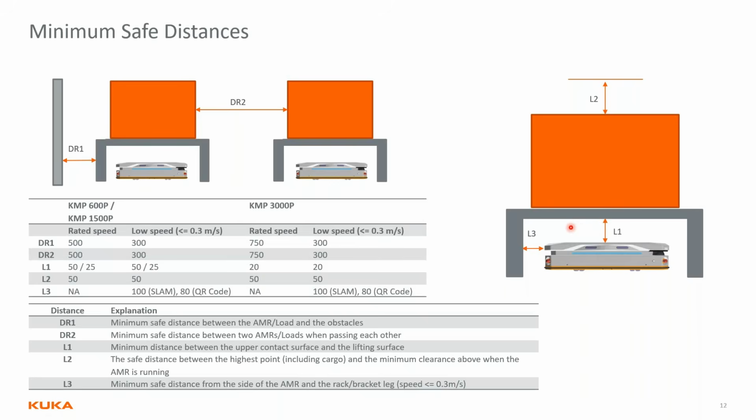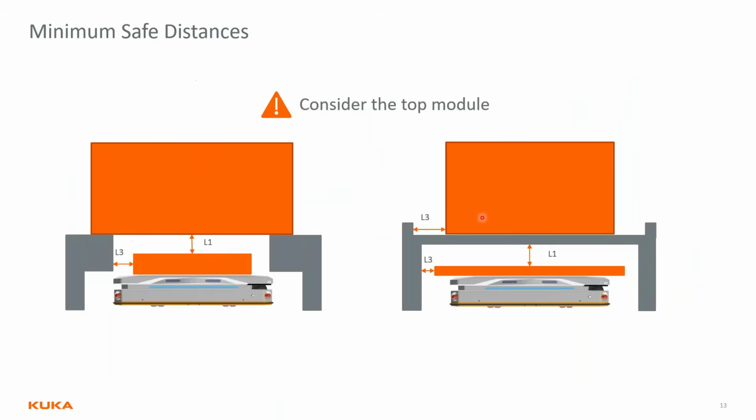Okay, so we talked about L3. You want to consider this L3 dimension when you're designing your top module as well. So when you have a top module that extends over the AMR dimensions, you want to take that L3 dimension from the side of the top module, the sticking out point. You don't want to go from the AMR. Same thing here on the left if the bracket is higher than the AMR. So you want to consider the top module when you look at these dimensions.